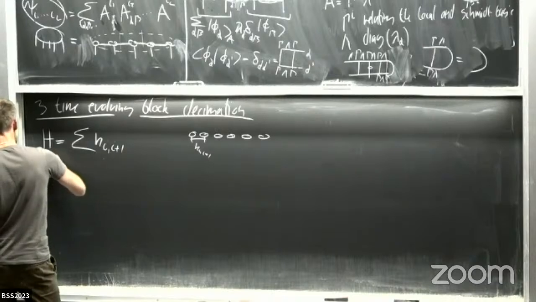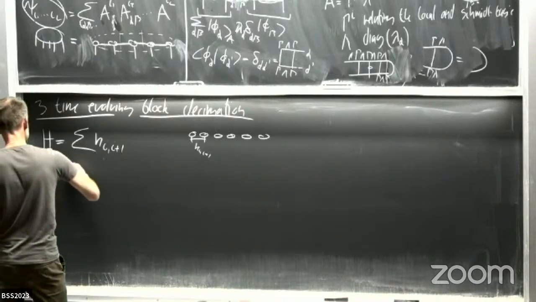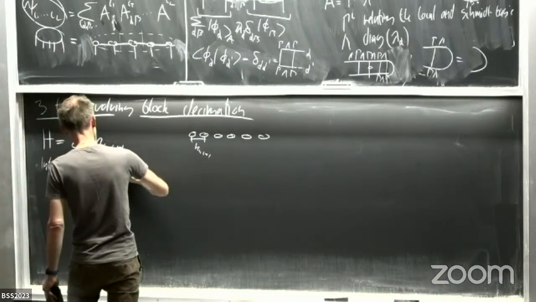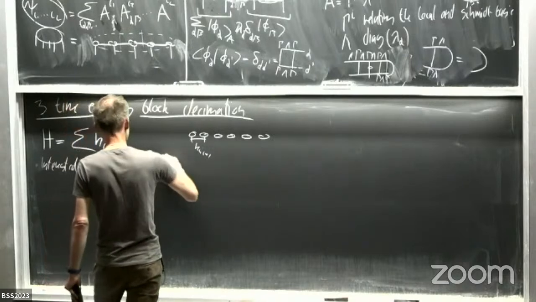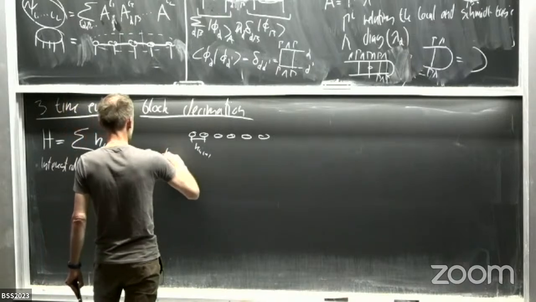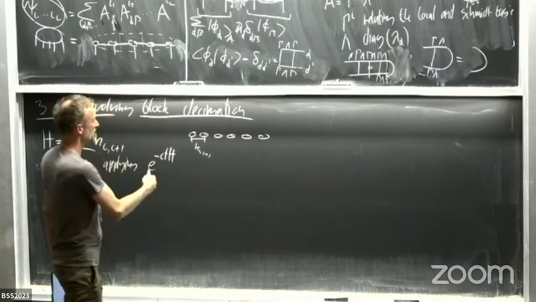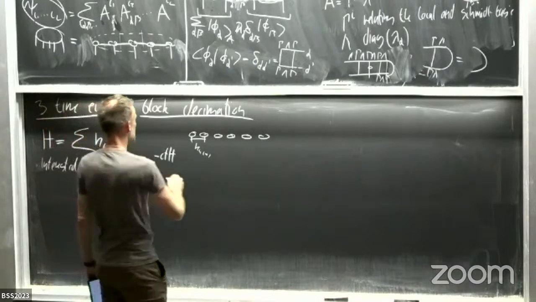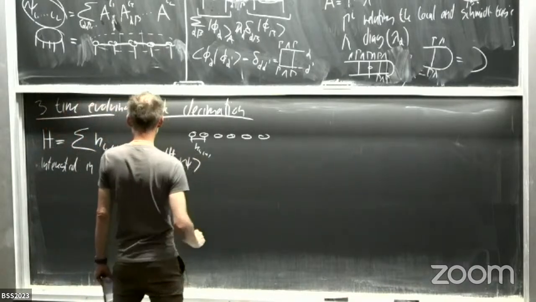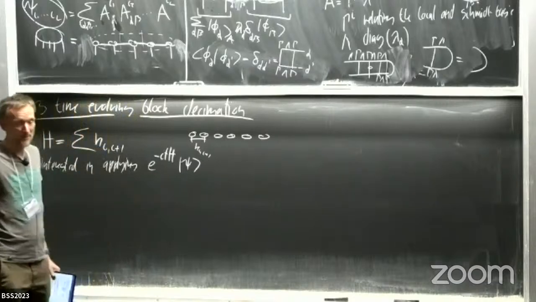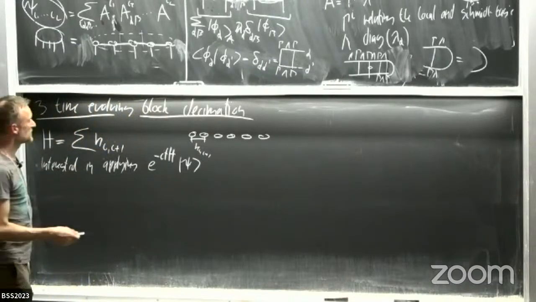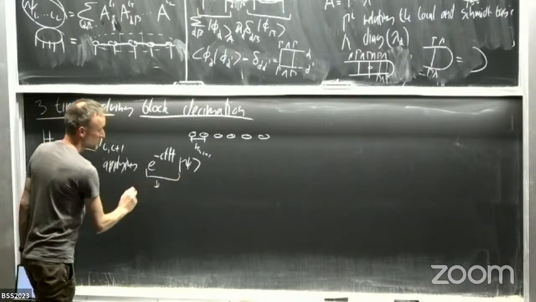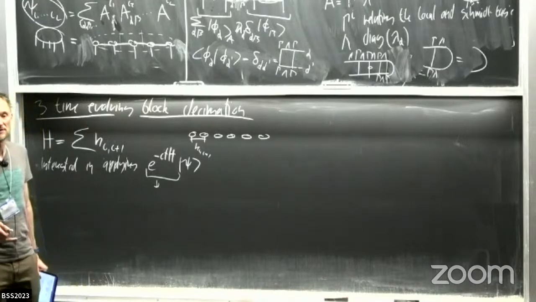So now we are interested in applying e to the minus i t h, or alternatively e to the minus tau h for imaginary time evolution, to some state. But now, and this has been mentioned before, what we can do is take our time evolution operator and perform a Trotter decomposition. Right?